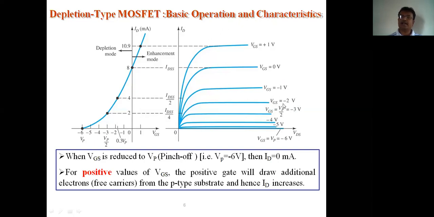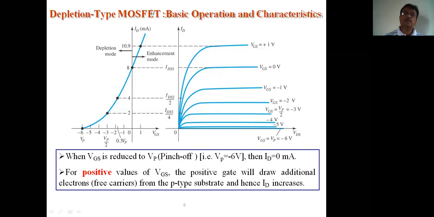This is called the drain characteristics or output characteristics. Why drain? ID versus VDS. Why output characteristics? ID is the output current, VDS is the output voltage, by keeping the input parameter VGS constant. This is the drain characteristics.